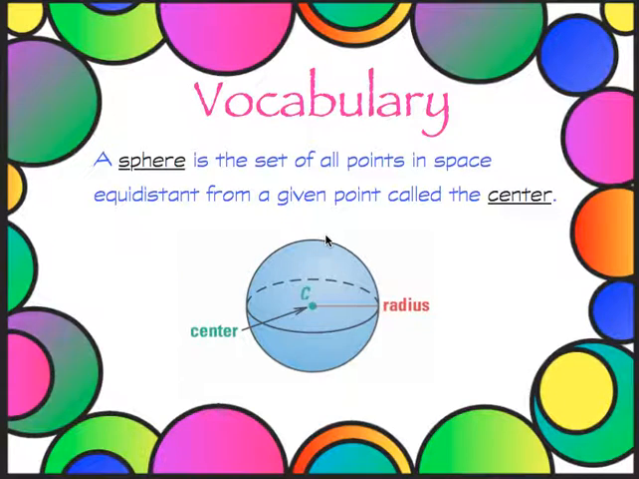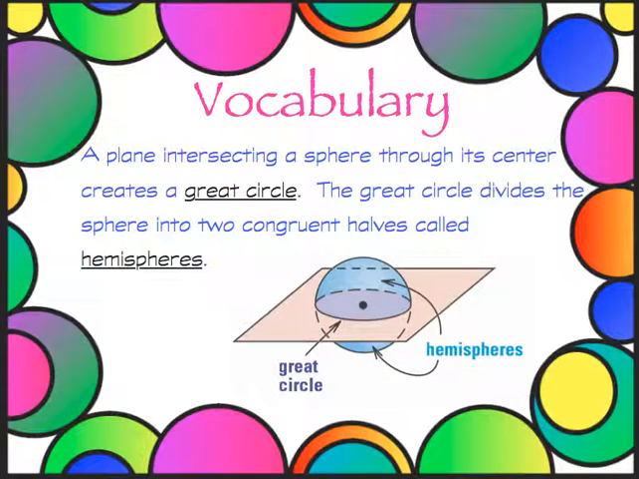Okay, so this is 11.6, which is just surface area of spheres. It also includes volume of spheres, but we do that separately. So a sphere is basically like a three-dimensional circle. Every point is equidistant from what we call the center, and it still has a radius, but the radius can go any direction. So there's an infinite number of them.